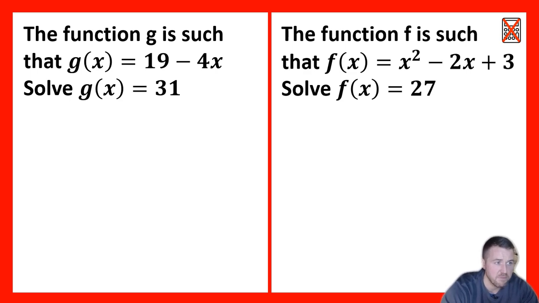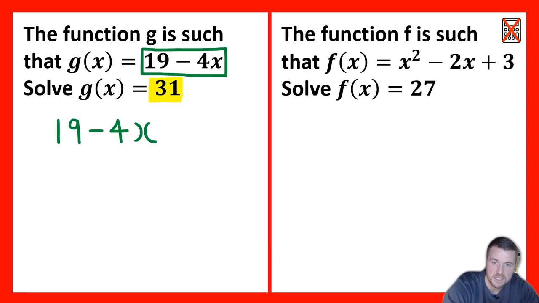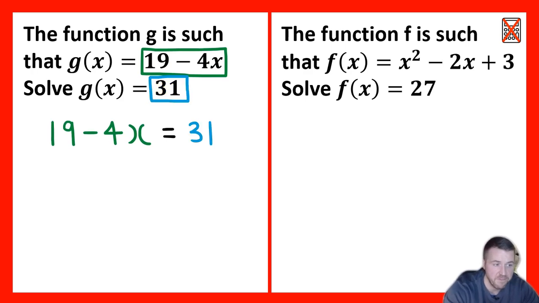It involves determining the value of x that corresponds to a given output, in this case g of x. When you're given a function, g of x, and a specific output value, in this case 31, your goal is to find the input x that produces that output. This is essentially solving an equation where g of x, 19 take away 4x, is equal to 31. We can then solve for x using algebraic manipulation.